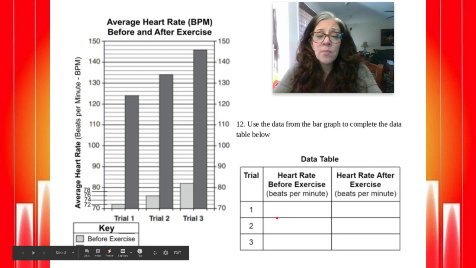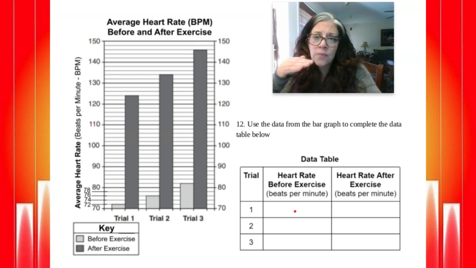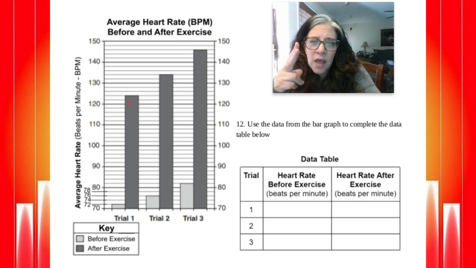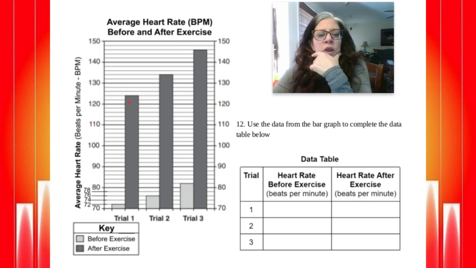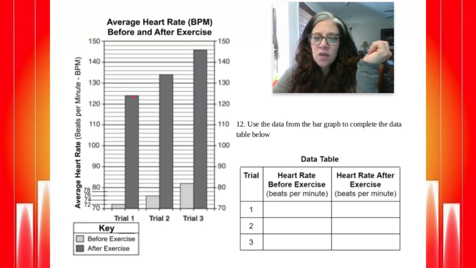Trial 1's light gray bar, which denotes heart rate before exercise, stops at the first line over the 70. I know each line's worth 2, so I am at 72. And that's what I should have written in that box. If I move over in the row to the second column, the heart rate after exercise in beats per minute, that's the matched dark gray box under trial 1. And if I slide up here, I see it as 2 lines after 120. That's 120, 122, 124. So I should have filled in 72 for trial 1 before exercise and 124 for trial 1 after exercise.